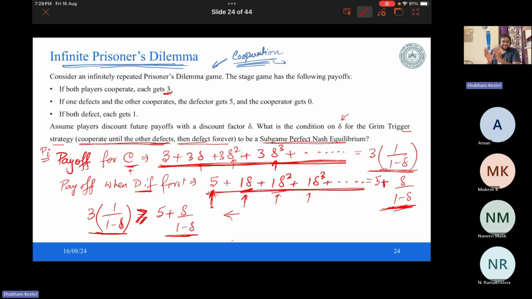Why will I defect? Is this idea clear? If my payoff for cooperation is more than the payoff for defecting, I will never defect first. Is this idea clear? Then we'll see what is the value of delta.